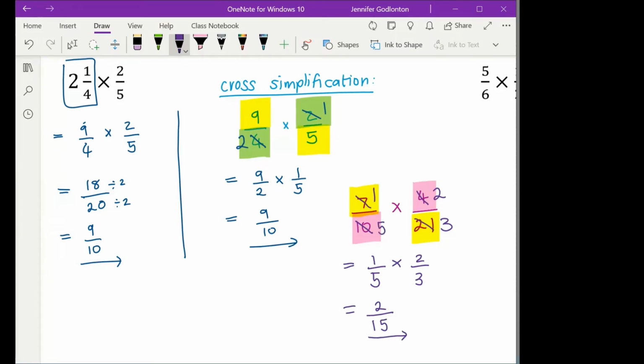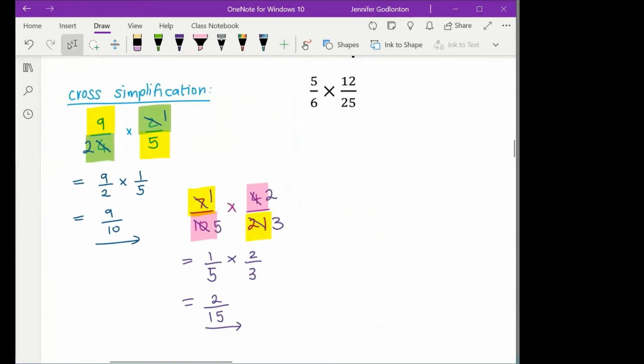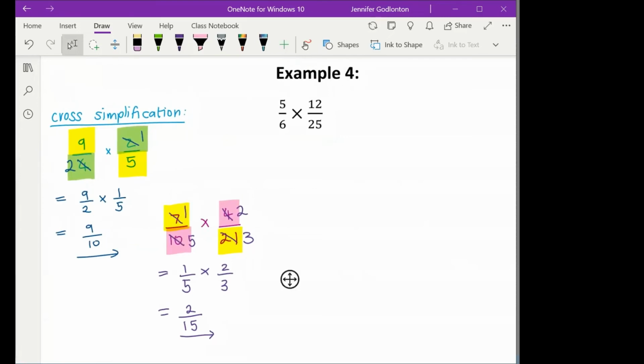And cross simplification becomes very, very important for us when we move into algebra. So it's an important thing to understand. Do you feel a little bit better after the second one? Do you feel ready to try one alone? Yes, ma'am. Beautiful. Okay, I'll leave these on the board so you can see them as an example, but I'd like you all to give example 4 a try for me.